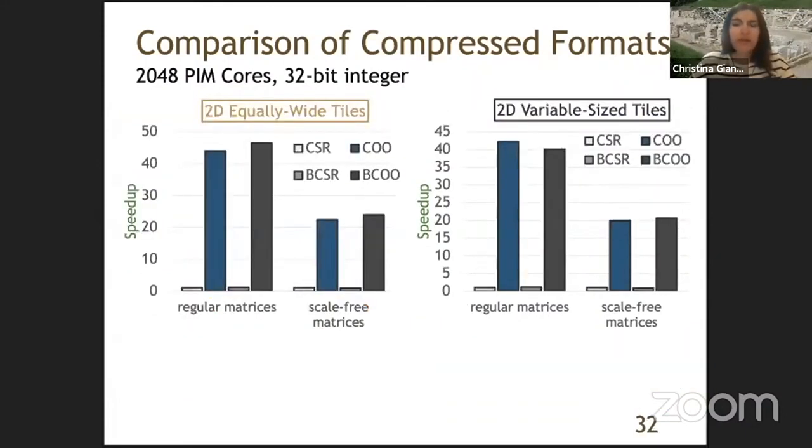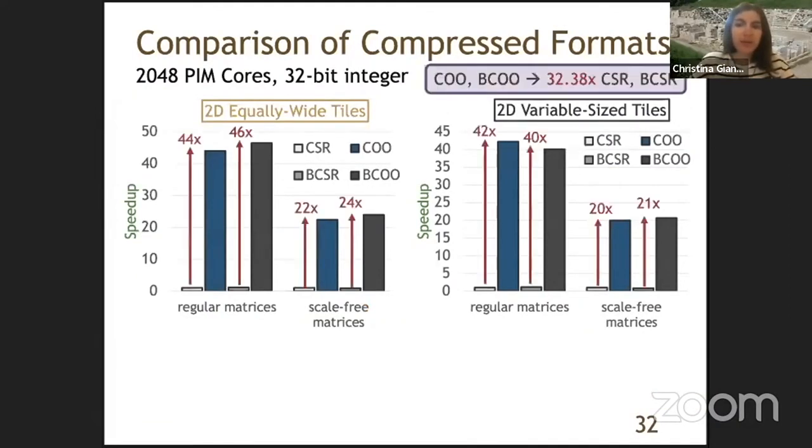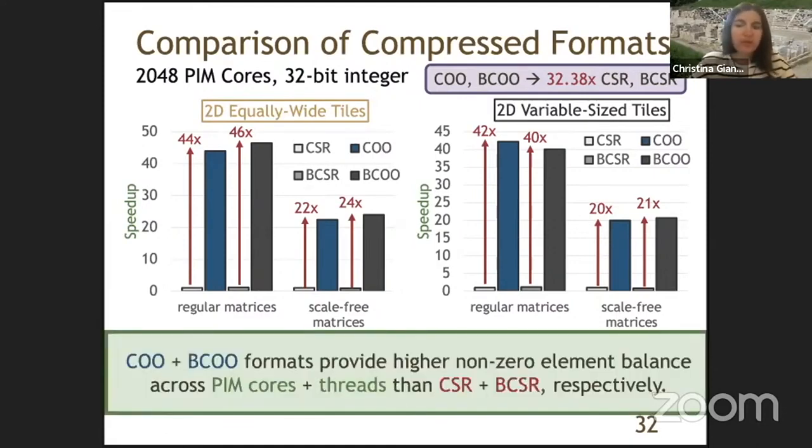And finally, in the 2D equally wide and 2D variable size schemes, we find that Q and BQ formats significantly outperform CSR and BCSR formats across all our evaluated matrices, both in regular and also in scale-free matrices. This is because Q and BQ formats provide higher non-zero element balance across PIM cores and also across threads within a PIM core.